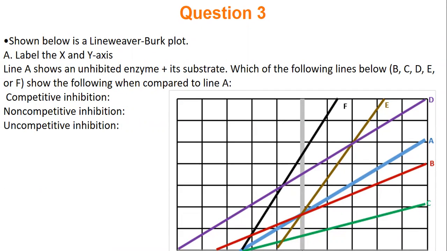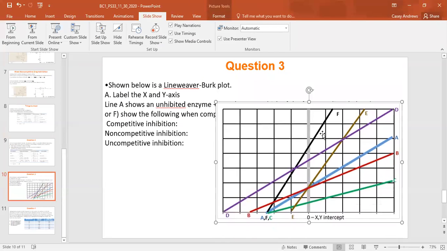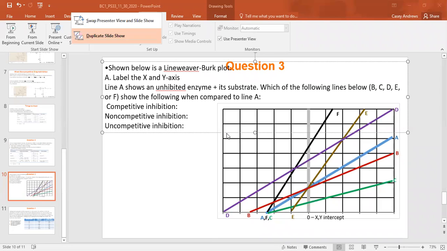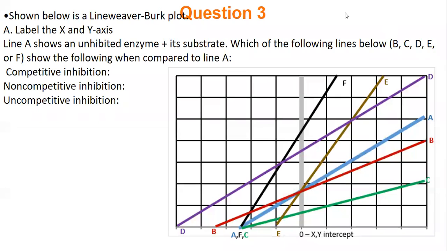Question 3. This is just figuring out the Lineweaver-Burke plots. And since it's very important to know what the bottom of this says, I'm just going to move this up here. Do some rearranging. Okay, so label the X and Y axis. Our X axis is 1 over substrate concentration. Our Y axis, 1 over initial velocity. All right, so that's the X and Y axis.